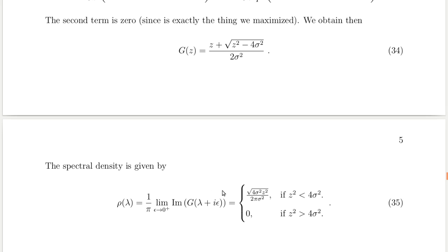And so this result that we obtained is called the semicircular law, because if the eigenvalue is larger than 2 sigma, then the density is 0. If the eigenvalue is smaller than 2 sigma, then the spectral density is described by a semicircle. Okay, so with this, we concluded the third part.